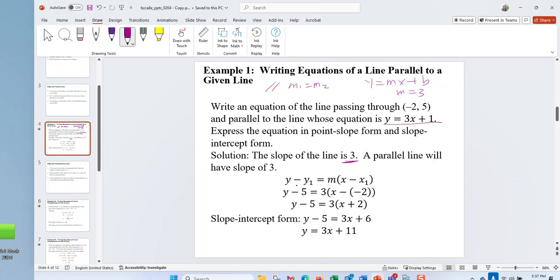And then you're using this point, y minus y1 equal to m times x minus x1. So now you have this is x1, this is y1, okay? And then plug it in: y minus 5 equal to m times x minus x1, which is -2, right? And then you do a little bit of cleanup in here. So you will get y equal to 3x plus 11, okay? So the key thing here is you have to know when two lines are parallel, their slopes are the same. That's the key thing, okay?